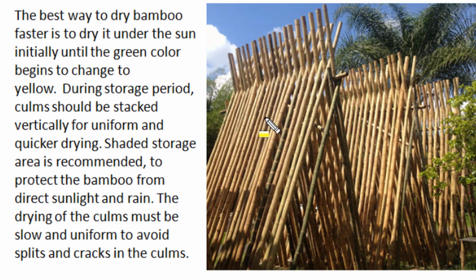The dry bamboo has greater durability, strength and usefulness. So the best way to dry bamboo faster is to dry it under the sun initially until the green color of bamboo begins to change to yellow, and then it is stored by stacking the clumps in a vertical position, and this vertical stacking of clumps ensures uniform and quick drying of bamboo. For storage, one could use a shaded storage area to protect bamboo from direct sunlight and rain.